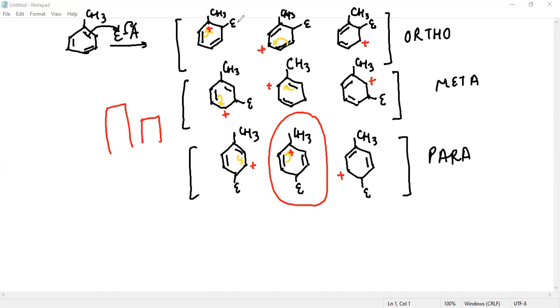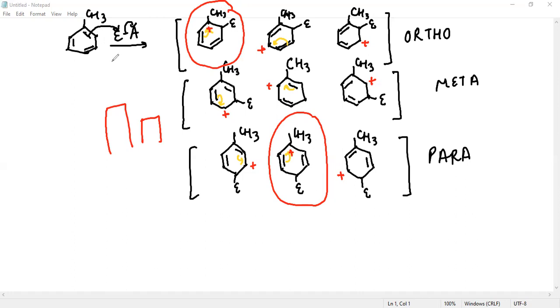So we want to learn here that whenever we are trying to put the electrophile on the ortho or the para positions, the plus charge or the carbocation faces a stabilizing effect due to its position directly under the electron donating group.